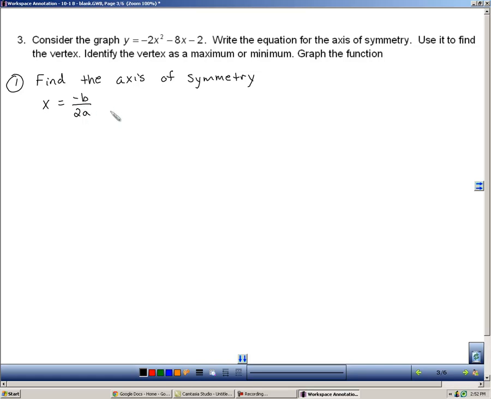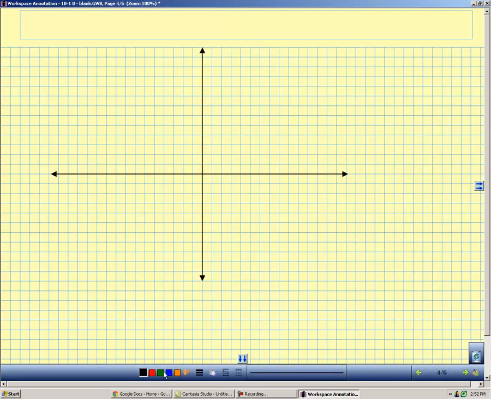So our formula is opposite of b over 2a, so I'm going to use my quadratic equation here. The b is negative 8, so we do the opposite of b, opposite of negative 8, over 2 times a, which is negative 2. So this is positive 8 over negative 4, which is a negative 2. So we say our axis of symmetry is x equals negative 2. So I'm going to go to my graph now, and I'm going to put a dotted line where x equals negative 2. And remember, a vertical line is x equals a number, and this is where the x's all are negative 2. So that's what this axis of symmetry is, x equals negative 2.